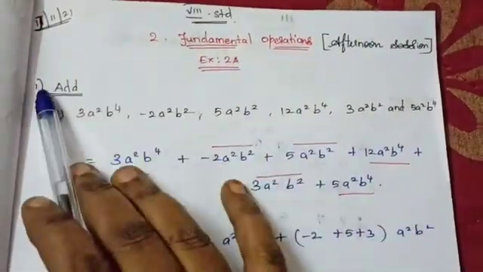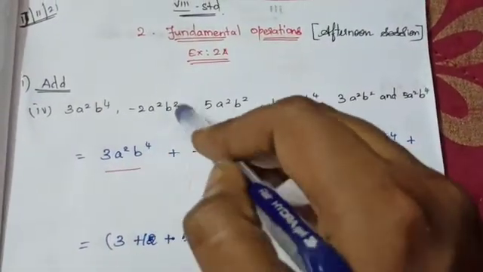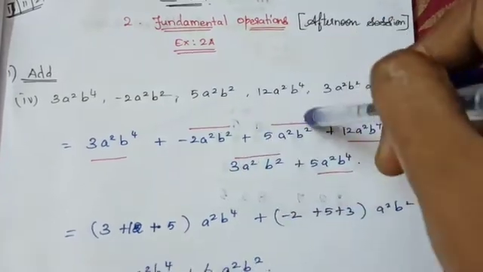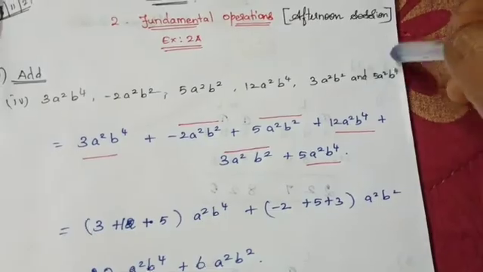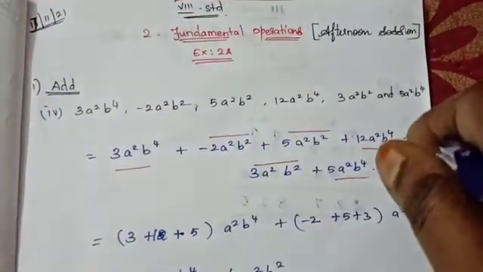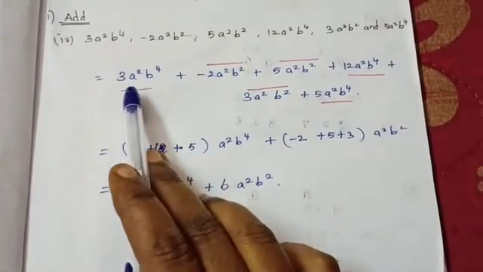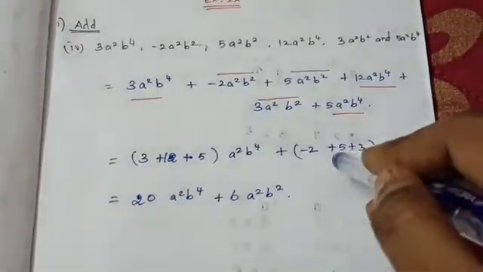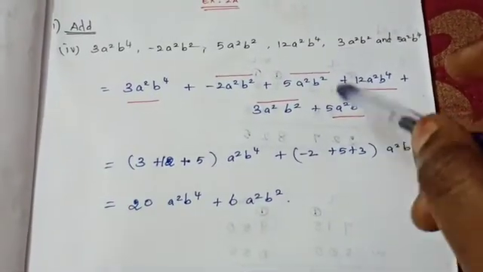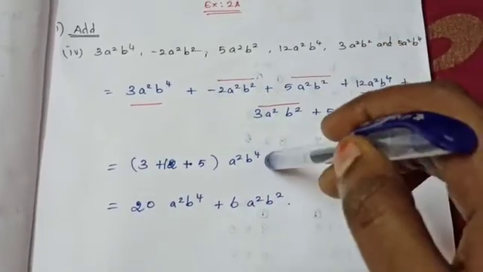Exercise 2a, first sum, fourth subdivision: 3a square b power 4, minus 2a square b square, 5a square b square, 12a square b power 4, 3a square b square and 5a square b power 4. So you will add everything. Only like terms are added. First of all you will consider the like terms. I underline downward of the sum, meaning that is the same variable, and at the top the numbers, meaning the powers are the same.